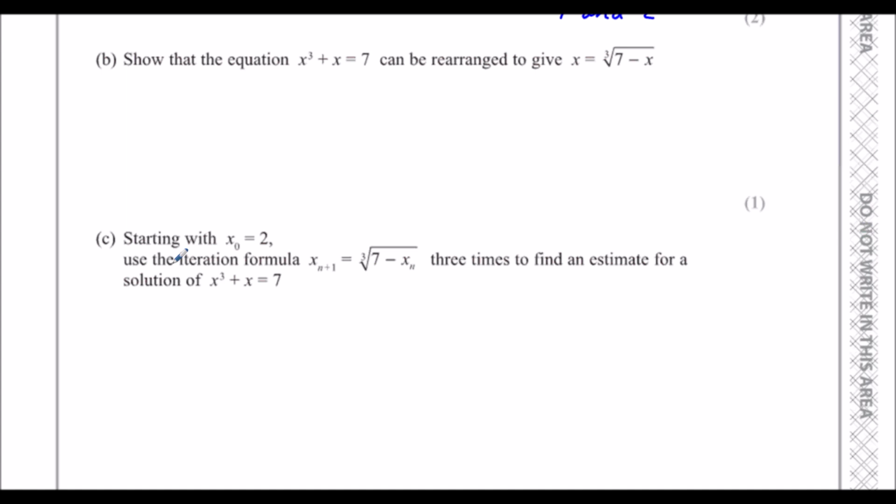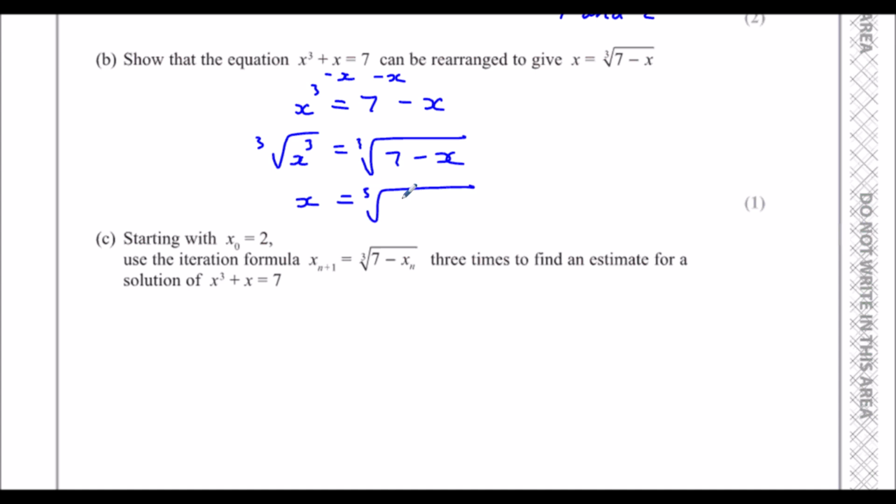Show that the equation x cubed plus x equals 7 can be rearranged to give x equals the cube root of 7 minus x. So we're going to rearrange this. So we're going to subtract x from both sides. Subtract x from both sides, and then I'm going to cube root both sides. So x is the cube root of 7 minus x.